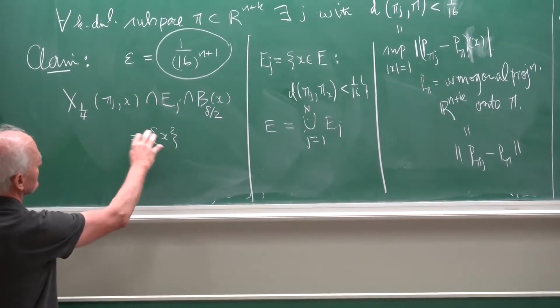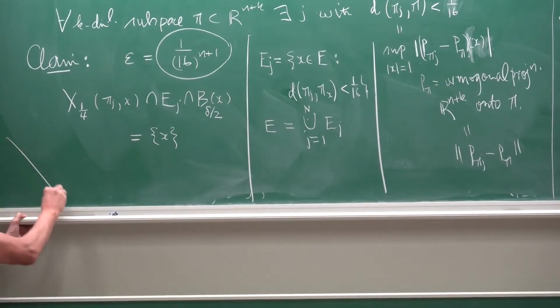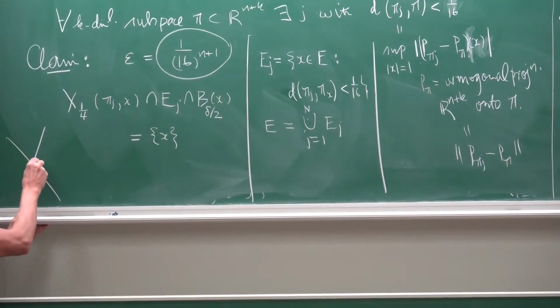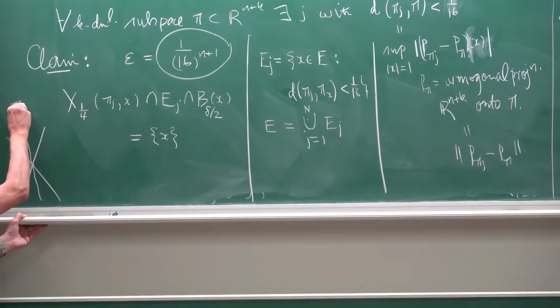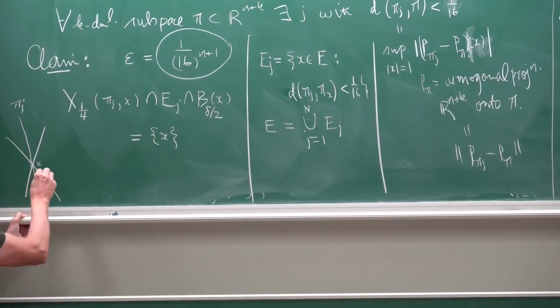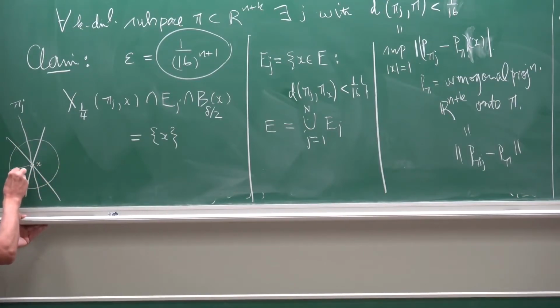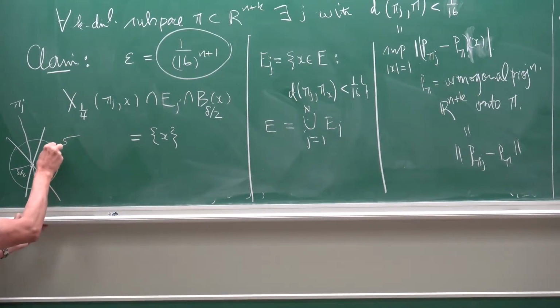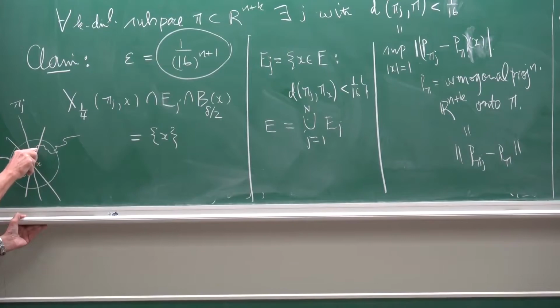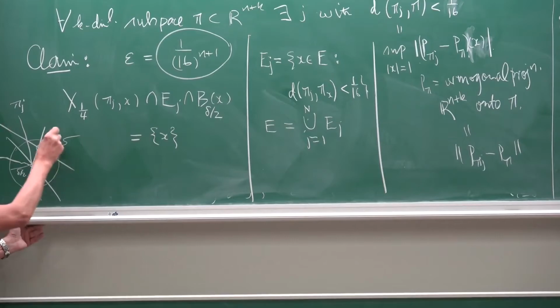So the claim is that this is true. So in other words, if you take this is pi j, and here's x. The claim is that if you work inside a suitably small ball of radius delta over 2, then there's none of Ej. Ej is some set here. Ej can't do this. That's not allowed because you've got points inside the cone there, you see. So the claim is that doesn't happen. The claim is that this is the picture.